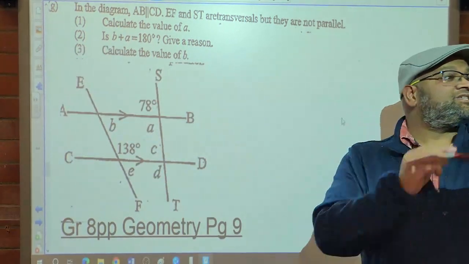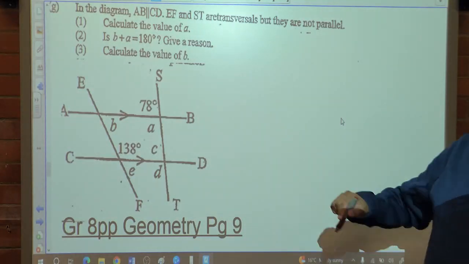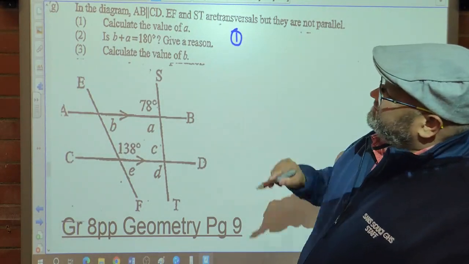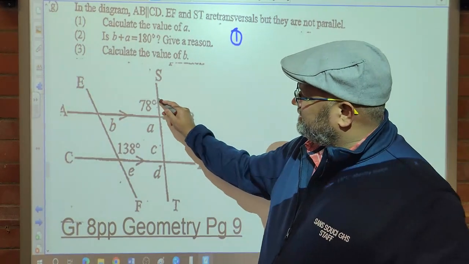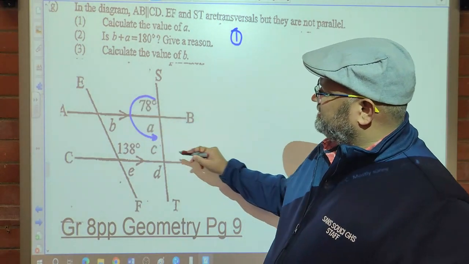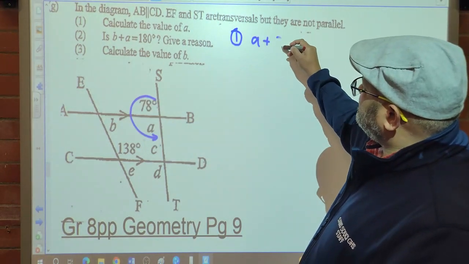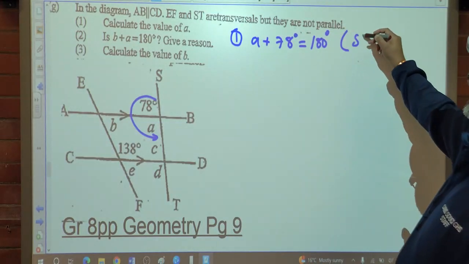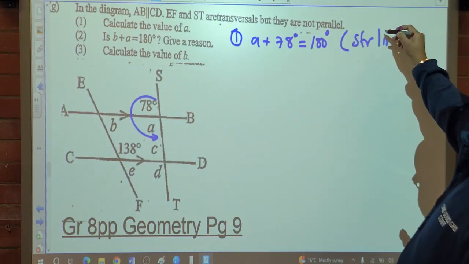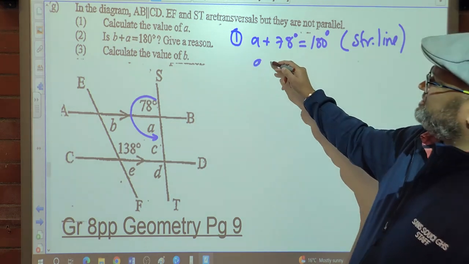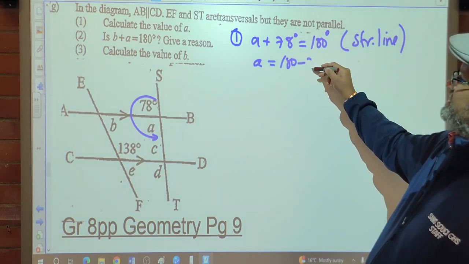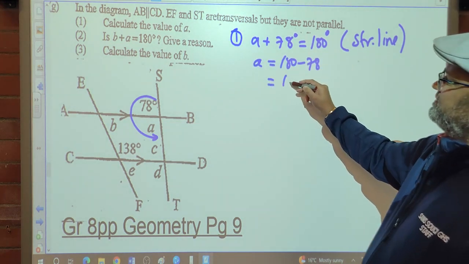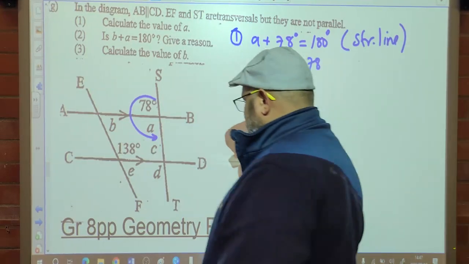Right, the girl behind there, yes? I said A plus 78 equals 180. Why? I thought this is a straight line. Nice. Straight line. Then I said A equals 180 minus 78, which is 102. Alright. Nice.